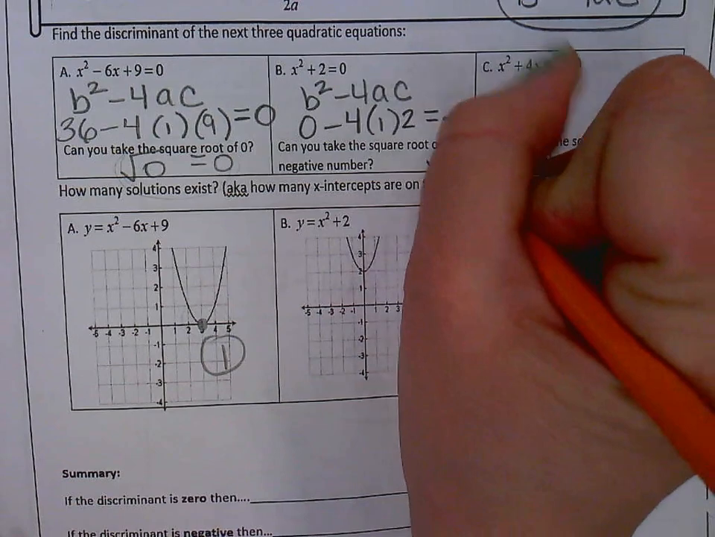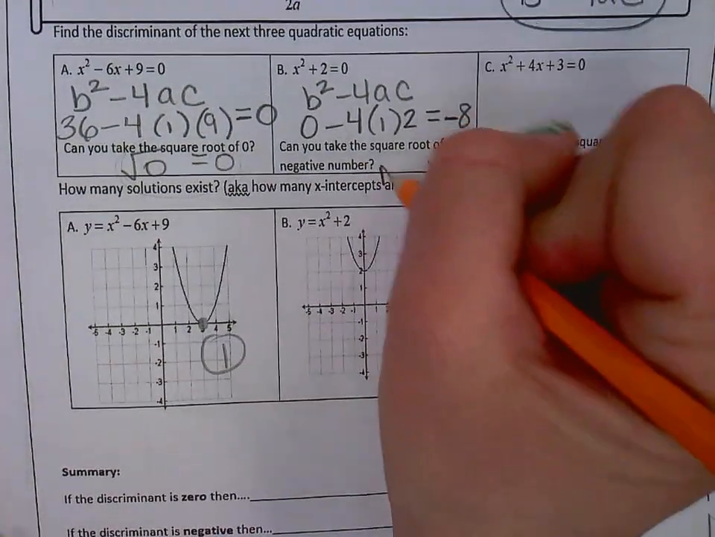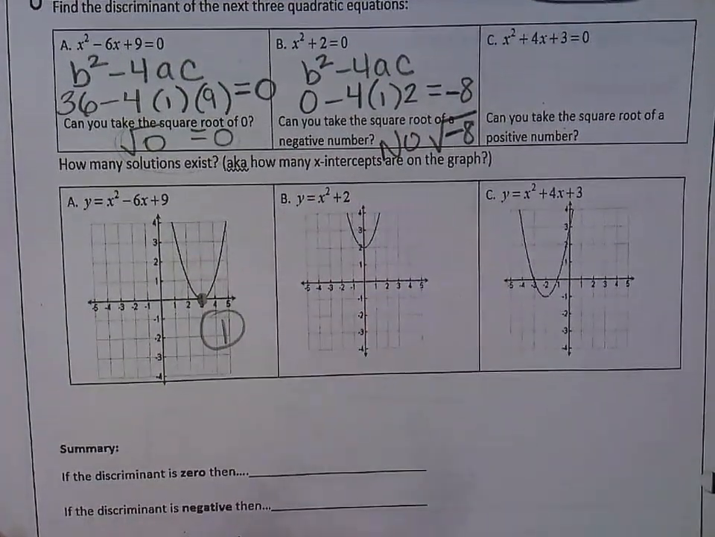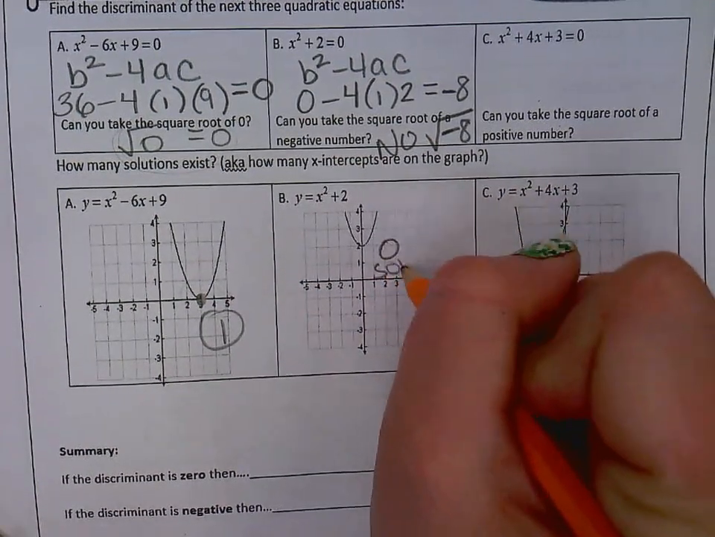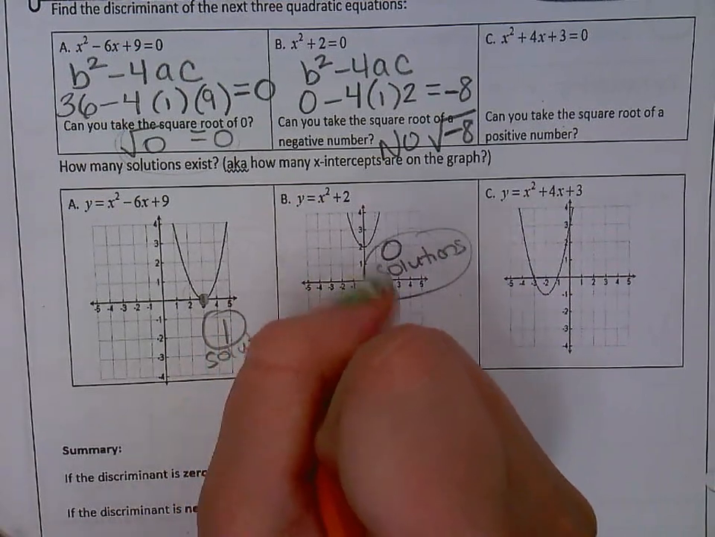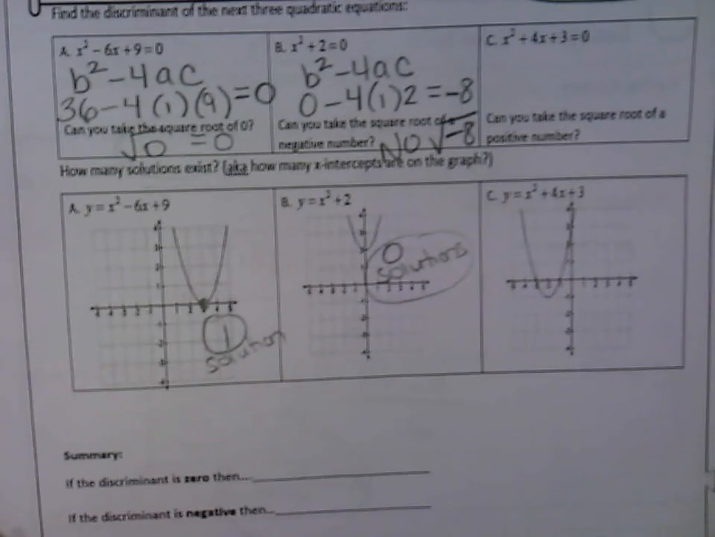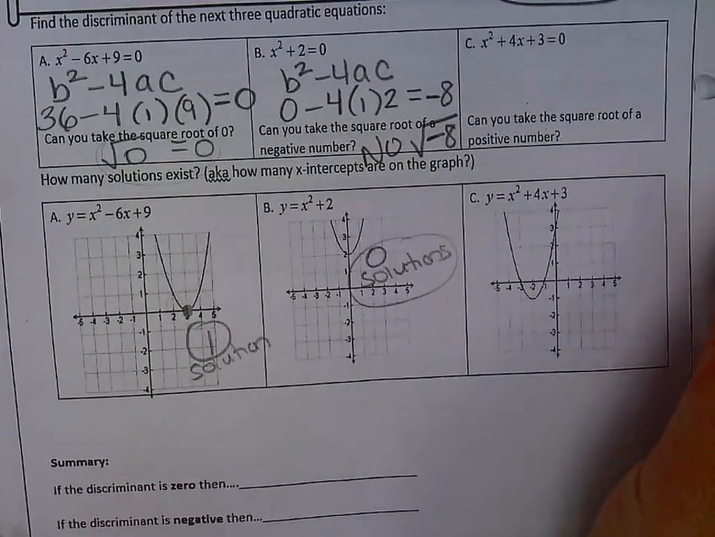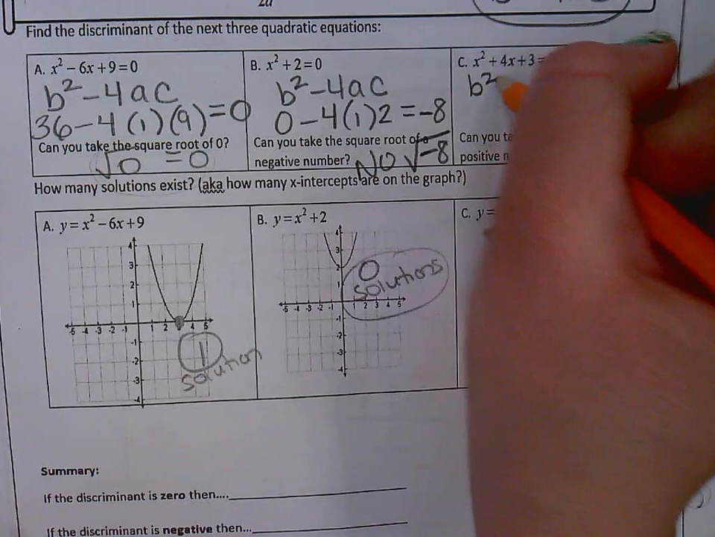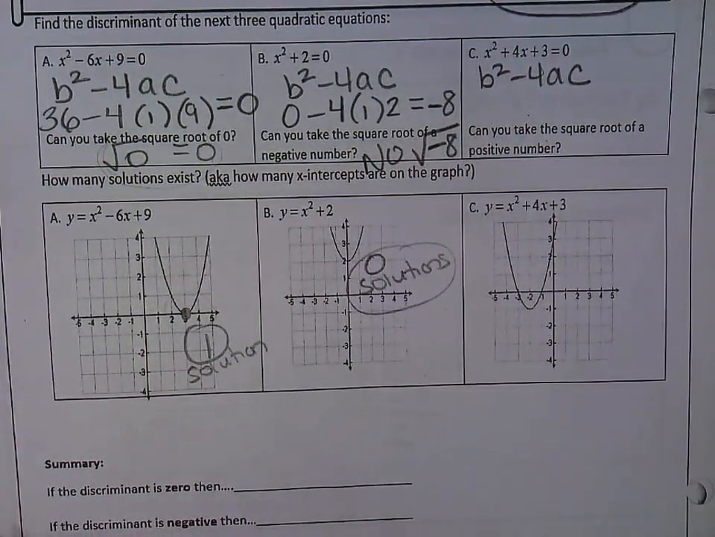Can you take the square root of a negative number? No. How many solutions do you notice are on the graph below? So there are 0 solutions. I should say there's no solution. Okay, so when you take the square root of a negative number, that kind of makes sense. There would be no solutions on the graph. All right, and let's do this last one. So I want you to figure out B squared minus 4AC this time. See if you can plug in the values and get part C. What number would you get?